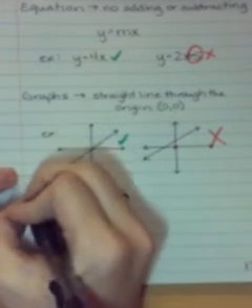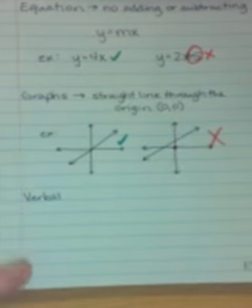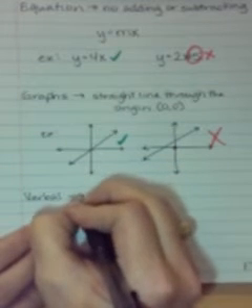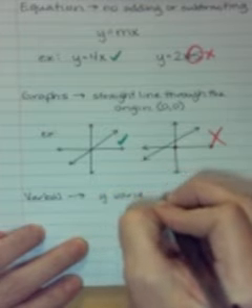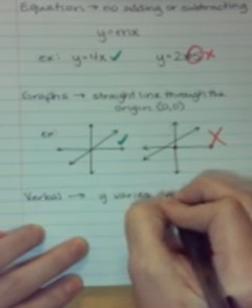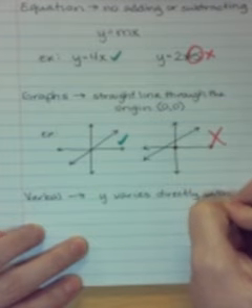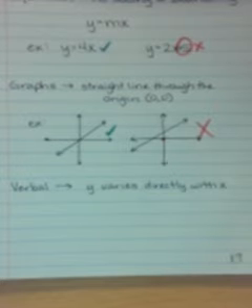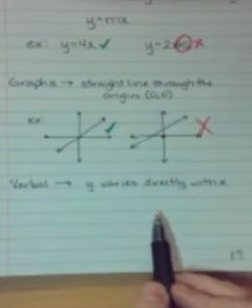If I'm talking about a verbal situation, okay, verbal is a situation, remember, with words. Verbal means words. And what you're going to see there is you're going to see y varies directly with x. That is an example of a verbal direct variation. That's what you'll see if you have direct variation.